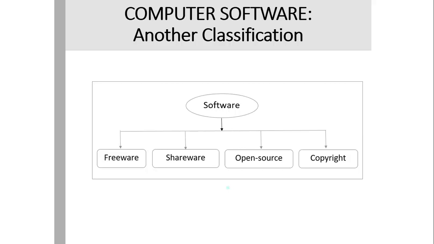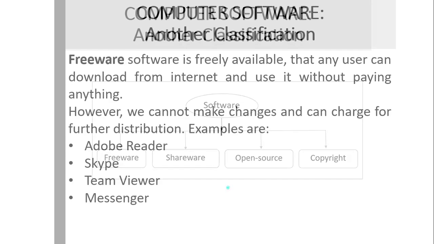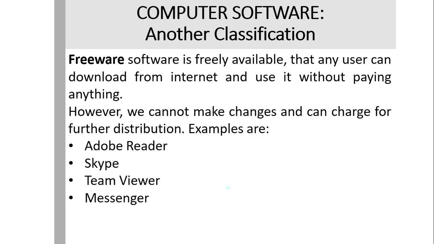Right. There is another set of classification of software on the basis of their accessibility, right? That is freeware, shareware, open source, and copyright. First is freeware. Freeware software is freely available that any user can download from internet and use it without paying anything. However, we cannot make changes and can charge for further distribution. Neither we can make any changes to the software nor we can sell it further. Right? Examples are Acrobat Reader, Skype, TeamViewer, and Messenger.